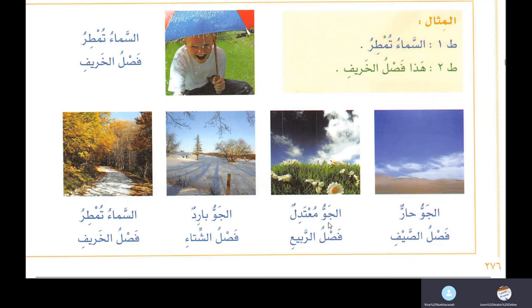Rabi' means spring. This is the spring season. Al-jaw mu'tadil: the weather is moderate, the weather is pleasant, the weather is nice.